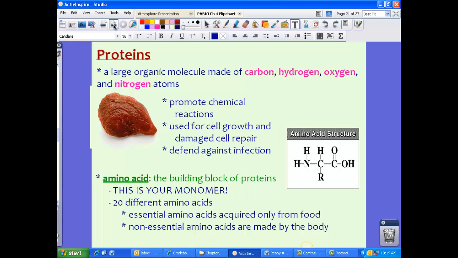Now there's actually 20 different amino acids, and these are essential for your body to build all those proteins that are needed. Now there's essential amino acids that are acquired only from food. That's why they're called essential amino acids. You can't get them from any place else. And most of the rest of them are actually non-essential amino acids. They're made by the body. It's very important that you eat certain things, like beans, which do have amino acids. There's other things as well. But those essential ones you can get only by eating food. The rest are created by the body.